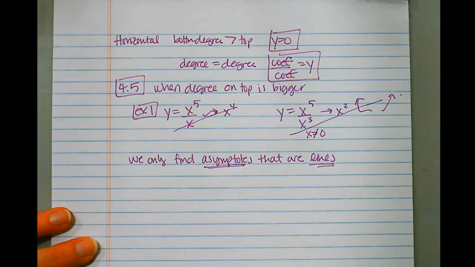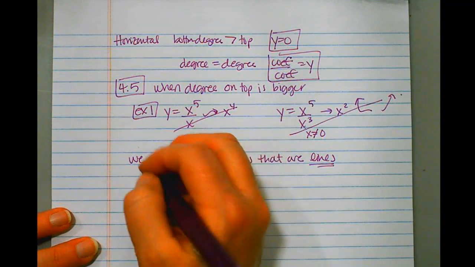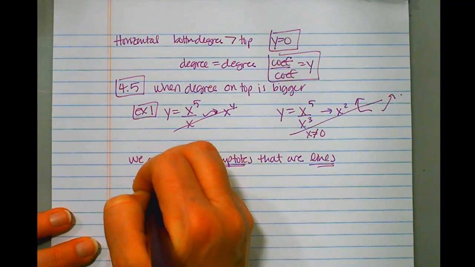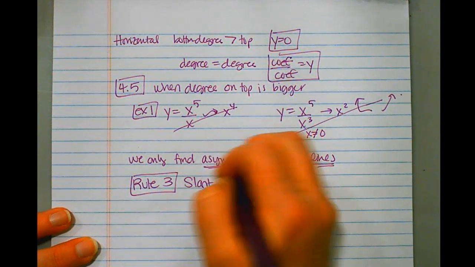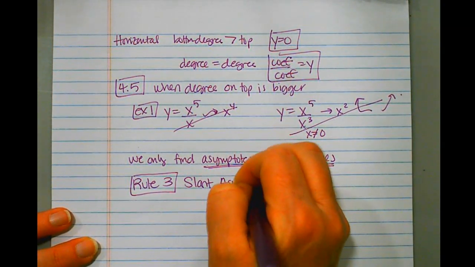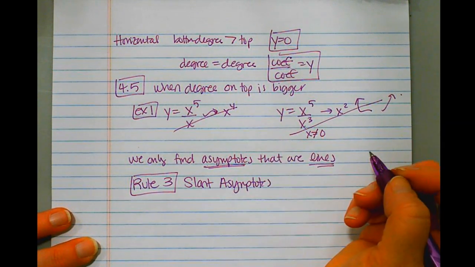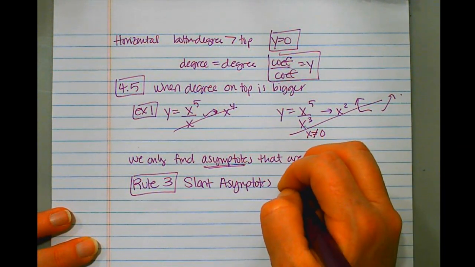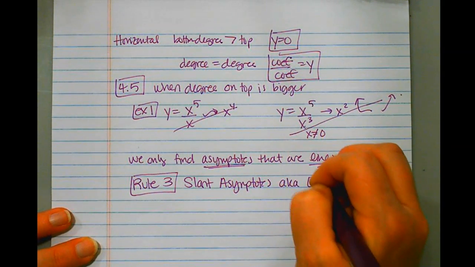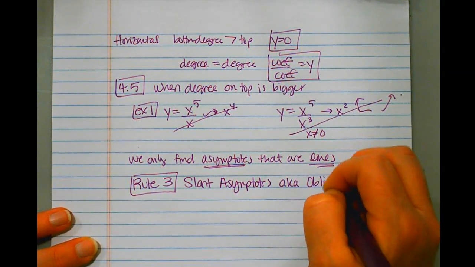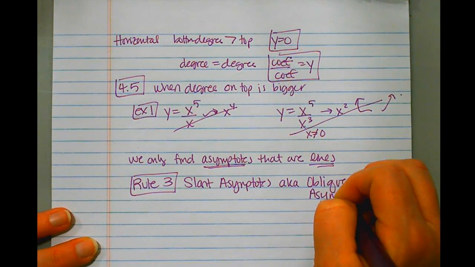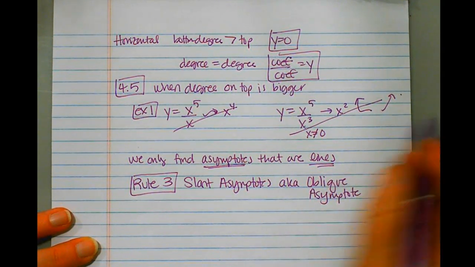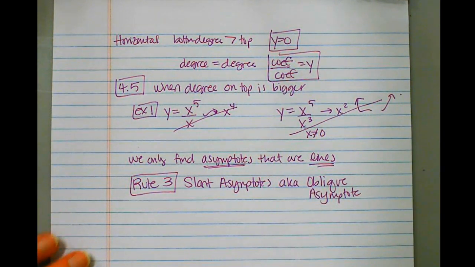There is one case where the top is bigger that it is a line though. So this is our new rule, Rule 3. It's called Slant Asymptotes. And this is what I always called it growing up. The book calls it an oblique asymptote because that sounds fancy. I mean, as if asymptote isn't a hard enough word to remember, they go and throw oblique at us. It doesn't matter to me which one you call it.